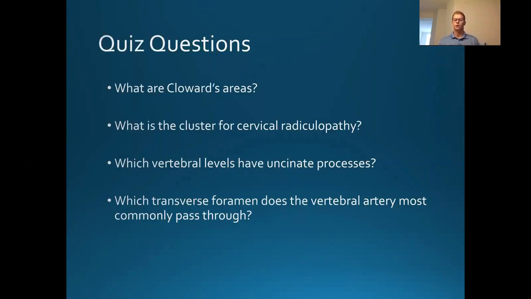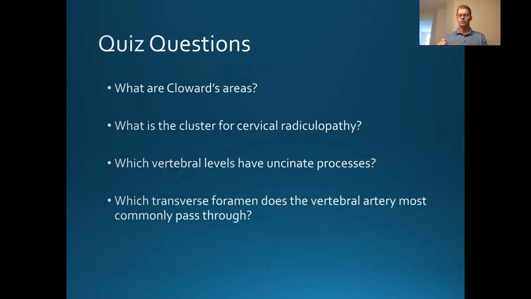What is the cluster for cervical radiculopathy? This one, if you took just the national entrance exam to be a physical therapist, or especially as you are going into looking to maybe get an OCS or something, this question is very important. So the cluster for cervical radiculopathy is going to be if someone has cervical rotation less than 60 degrees to the affected side. So we need to check their cervical range of motion.